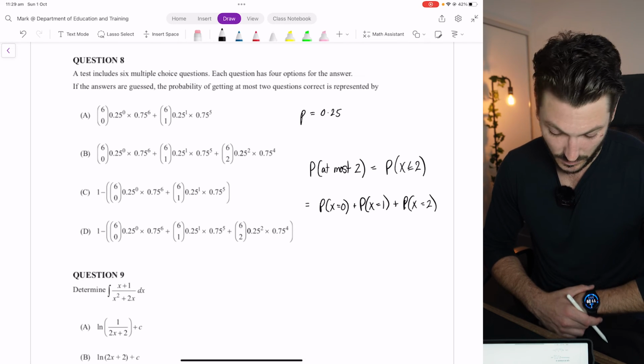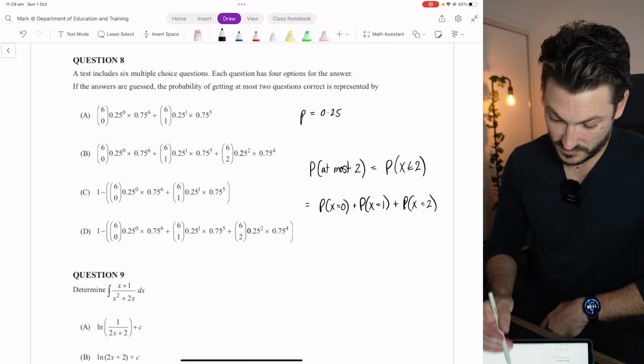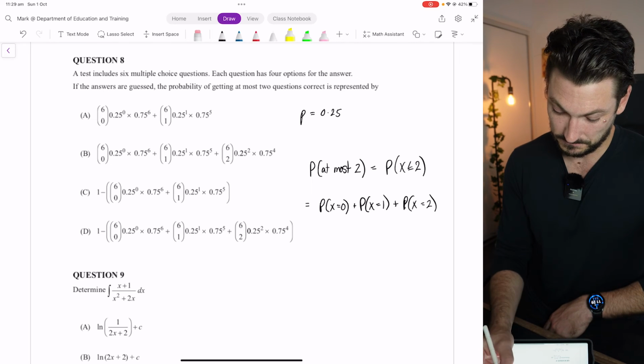I don't think that's going to be it. Same with D. It's either going to be B or D. They have 3 options, so let's just check B. It seems like the most reasonable.